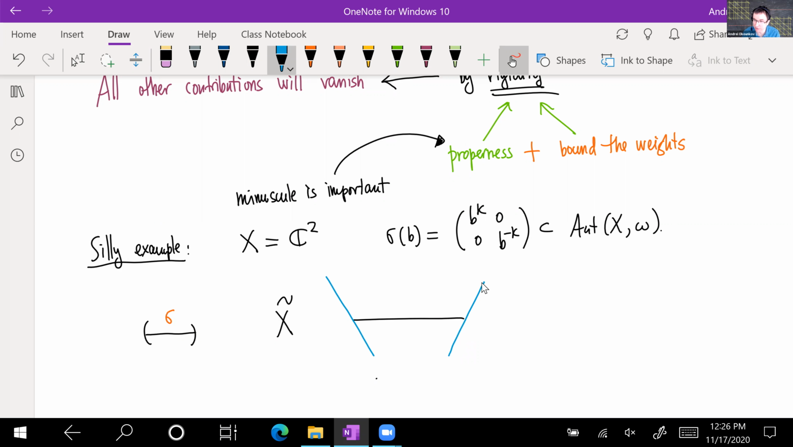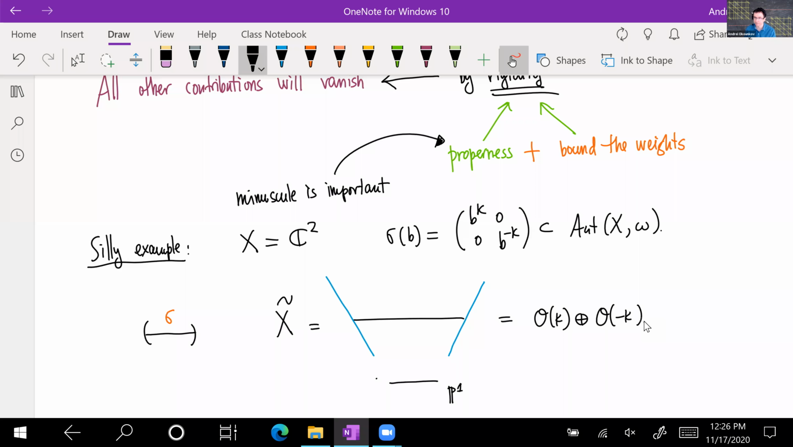It is a non-trivial C2 bundle over P1. So now this maps to P1. So now I draw it like that. This is P1 and I have a map to P1. And so X is the total space. This is my space X, the total space of O of K plus O of minus K.